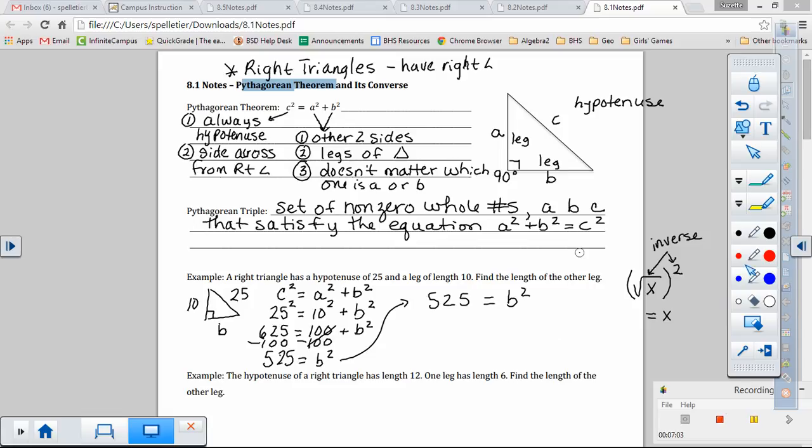So I am going to square root both sides. Square root of B squared, square root of 525. They're inverses, so they cancel, and I get B. And then you can just use your calculator to do the square root of 525, and you're going to get 23. So the other leg was 23. So we just found this to be 23.